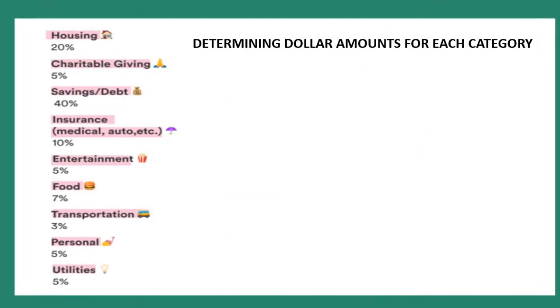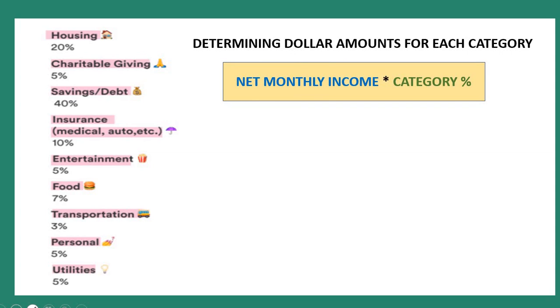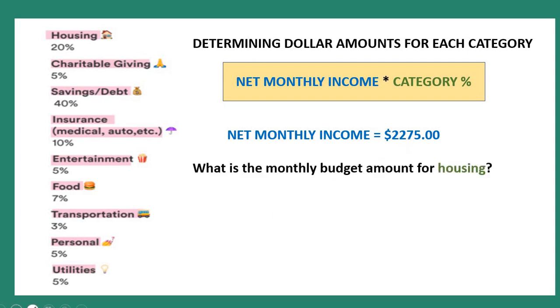Well, what are we going to do? We're going to use exactly the same formula. Okay, net monthly income times the category percentage. So there's my net monthly income again, $2275. So now, how much am I going to spend for housing with this list? All right, so take a moment, look at it, think about the formula. What will be our multiplication problem to get the answer to this question?